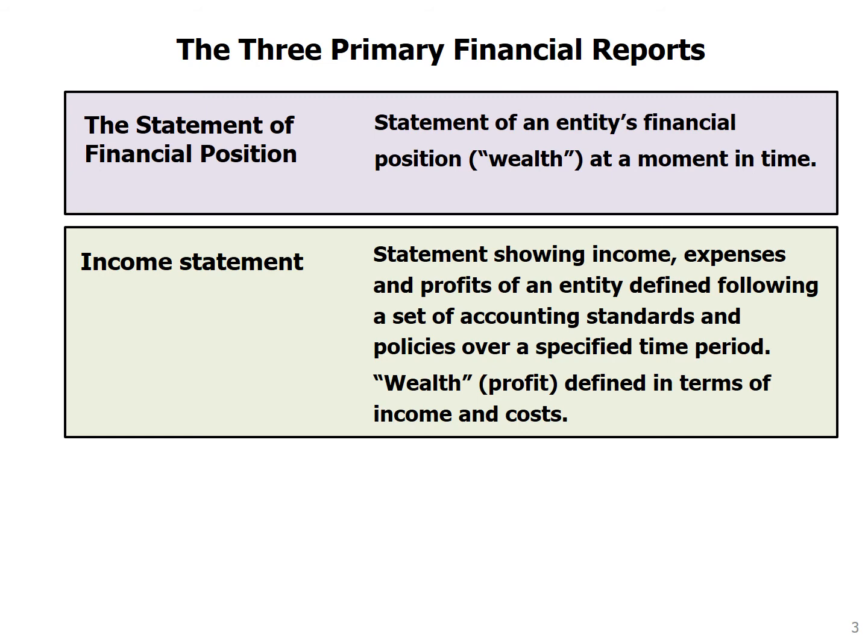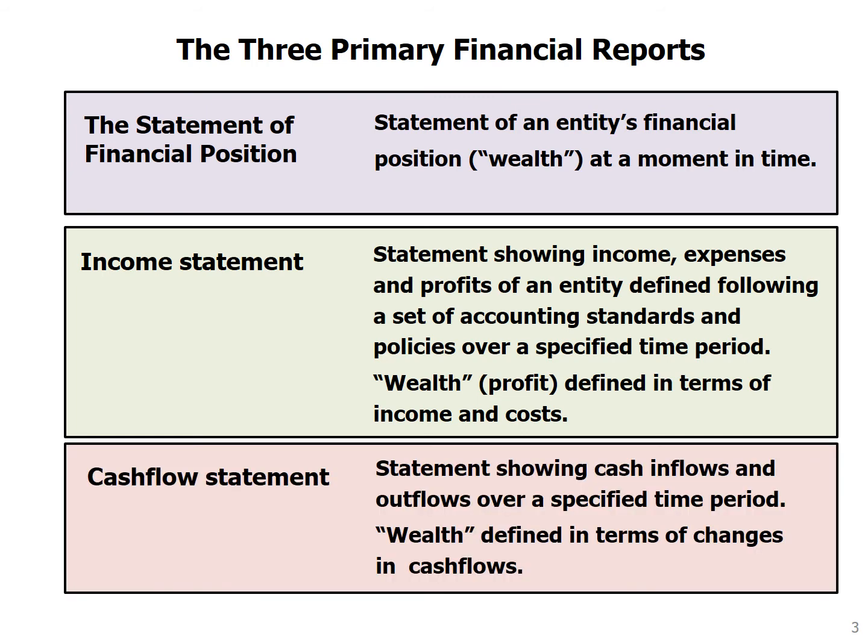This is a summarized statement showing income and expenses and profits of an entity, a firm, an organization, defined following a set of accounting standards and policies over a specified time period. Wealth, we talk about in terms of profit, is defined in terms of income and costs. And the final statement is the cash flow statement or statement of cash flows. This is a statement showing the cash inflows and outflows over a specified time period. Wealth here is defined in terms of changes in cash flows.